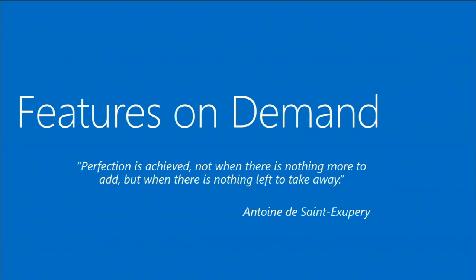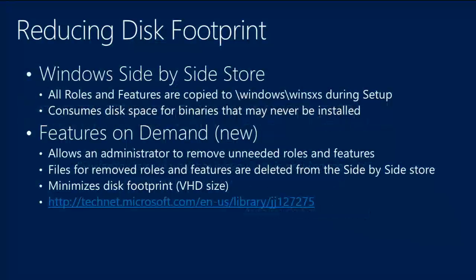So as a designer, perfection is achieved when there's nothing more to take away, not when there's nothing more to add. And as we think about Server Core, we're hopefully on a path towards perfection for a server. I don't think we're there yet, but we're on that path. The features on demand takes us another step along that path. So let's see what it is.